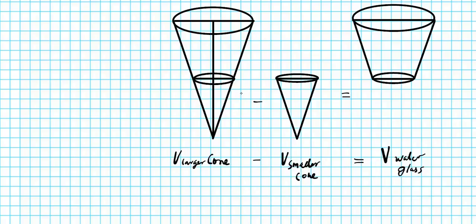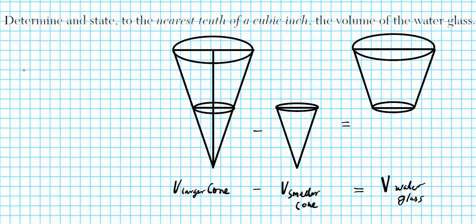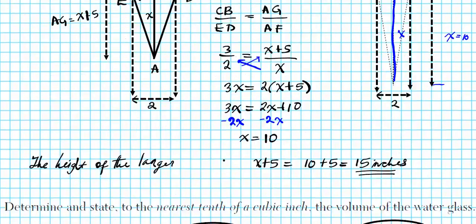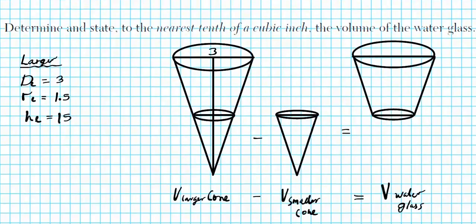All right, so let me organize my dimensions here so I don't get confused. The diameter of the larger cone is, I'm sorry, 3. The radius of the larger cone, I'll call it RL, is half of that, which is 1.5. So the diameter of the larger is 3, and the radius is 1.5. And then the height of the larger cone is 15. Remember, that's what we found in the previous problem, the height of the entire cone. That's what I'm going to be plugging into my formula.